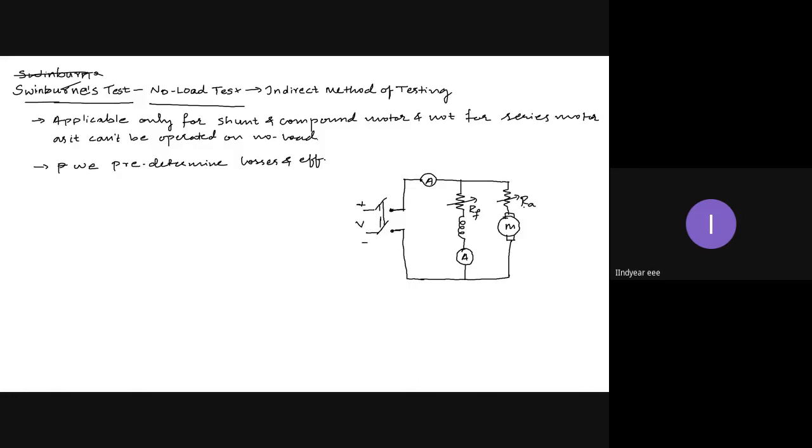It cannot be RA, it is RHA. Let it be RHF, field rheostat, and armature rheostat. So this ammeter will measure the line current IL, or we take it as I naught because it is at no load. This ammeter will measure the shunt field current ISH. Here we are doing the test in 2 stages. The Swinburne test is done in 2 stages.